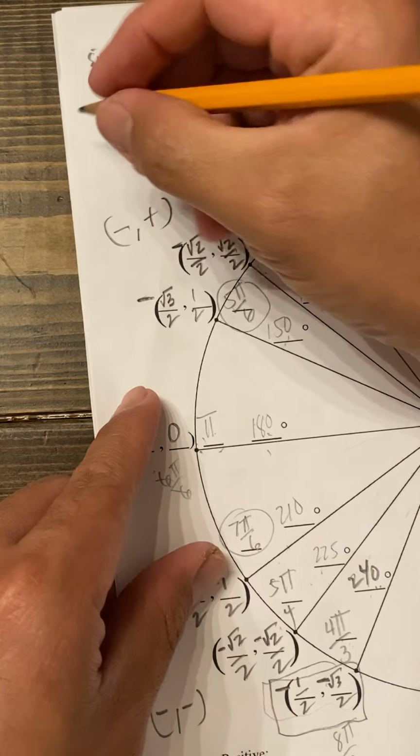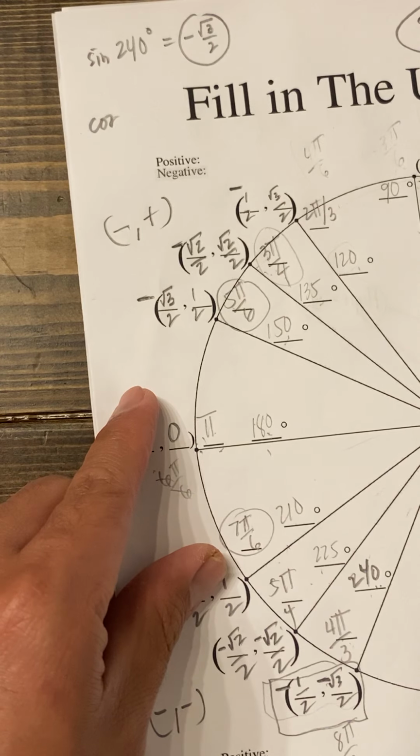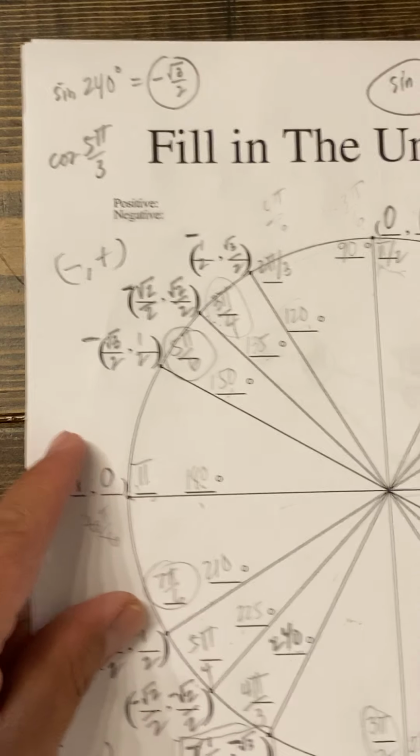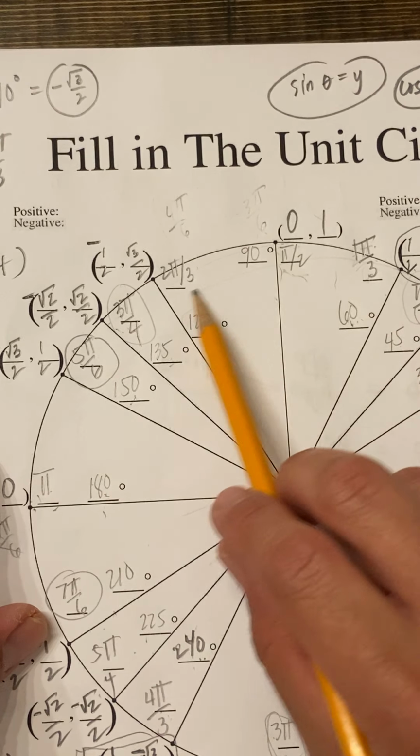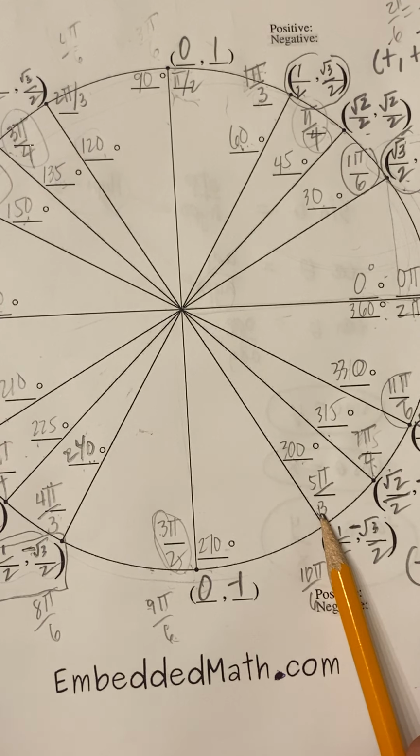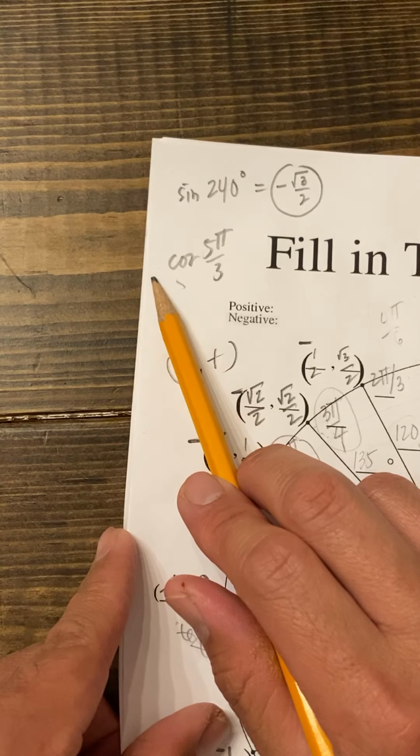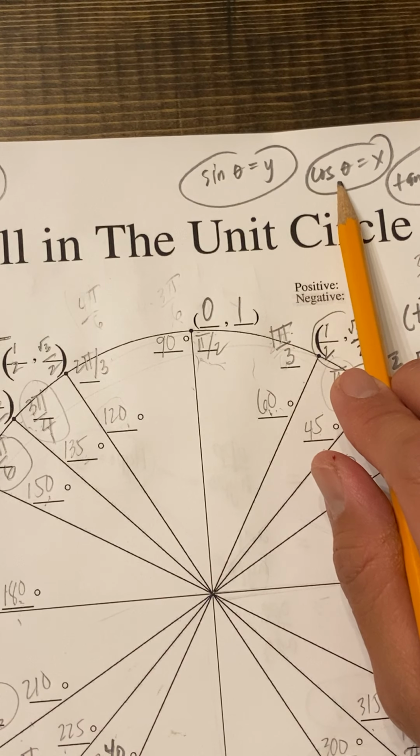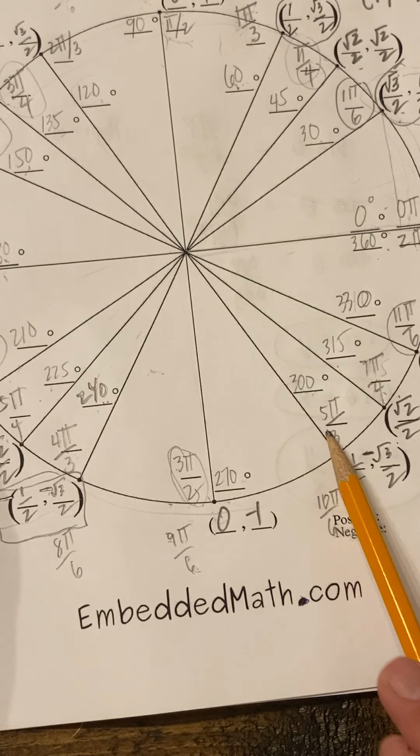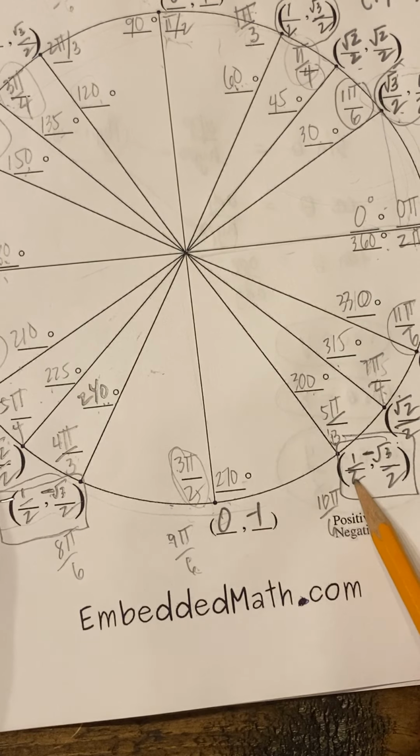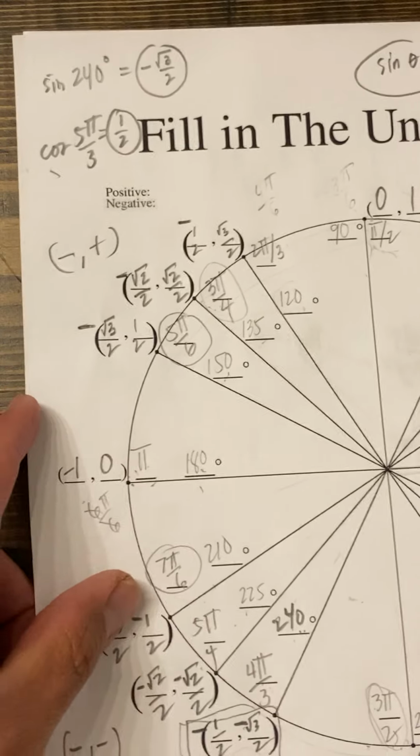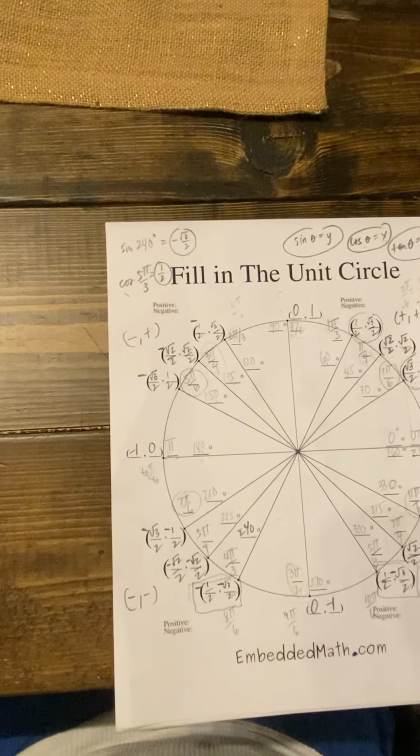One more. If I have cosine, let's say 5 pi over 3. Okay? So where's 5 pi over 3? 5 pi over 3 is right there. That's my 5 pi over 3. And the question is cosine. Cosine is x. So what's the x value at 5 pi over 3? Go to 5 pi over 3, look at the coordinates. What is the x value there? It's 1/2. So it's going to be equal to 1/2. That's the answer. Easy, right? Okay, let me give you a practice here.